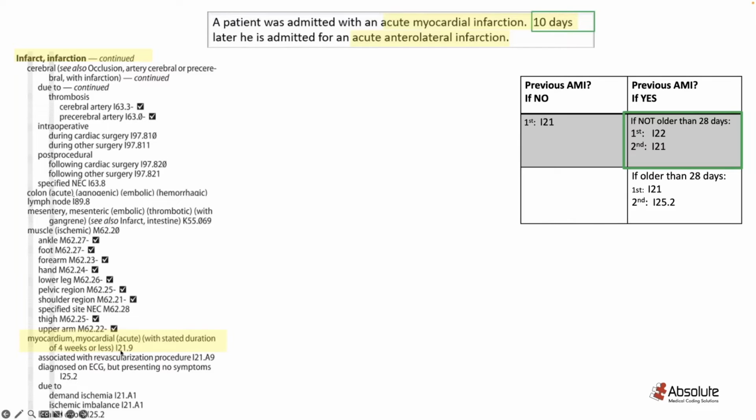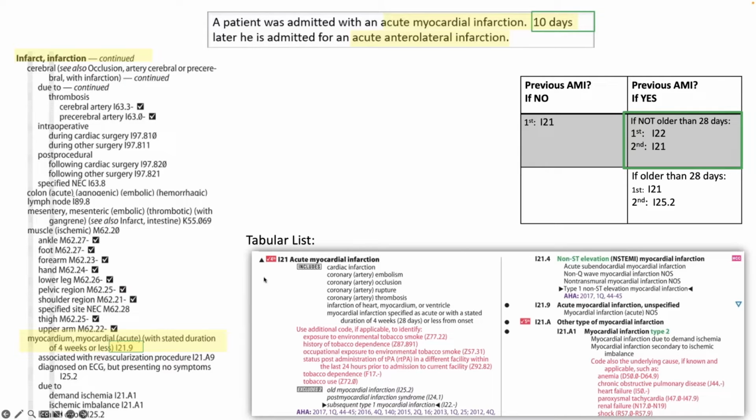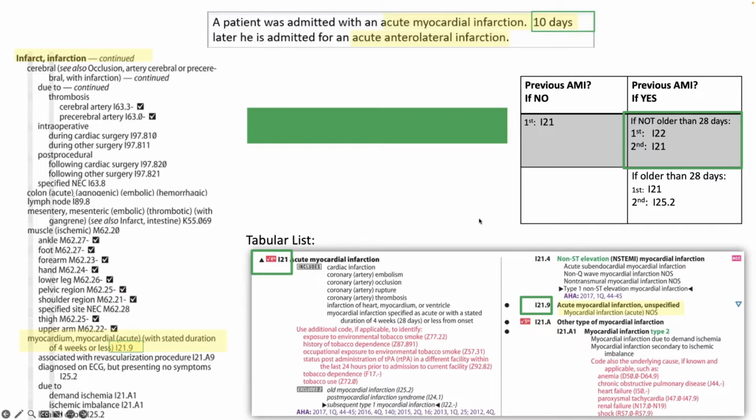Now, for this acute infarction, we're going to code I21.9 because this is the code for non-specific type, non-specific location of the infarction. I21.9, acute myocardial infarction, unspecified. And our final answer: I22.0 and I21.9, in that order.